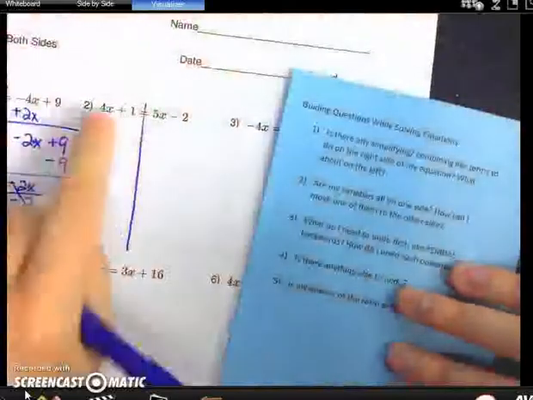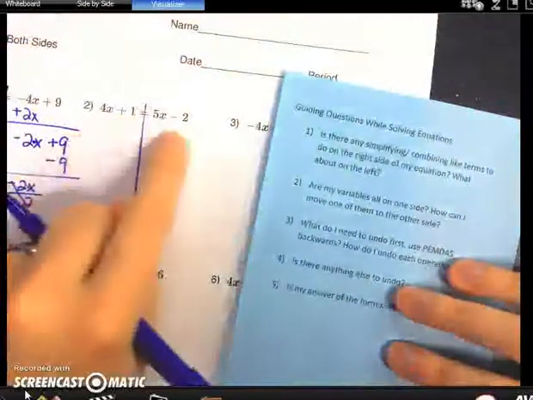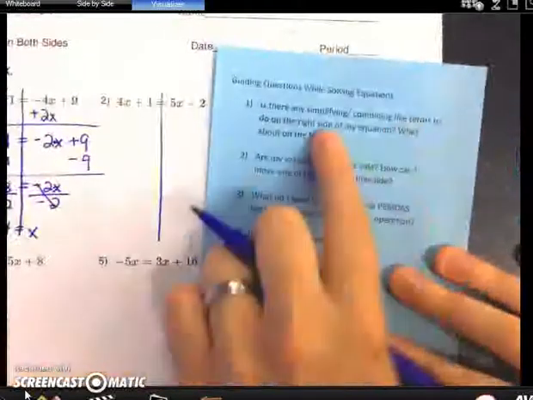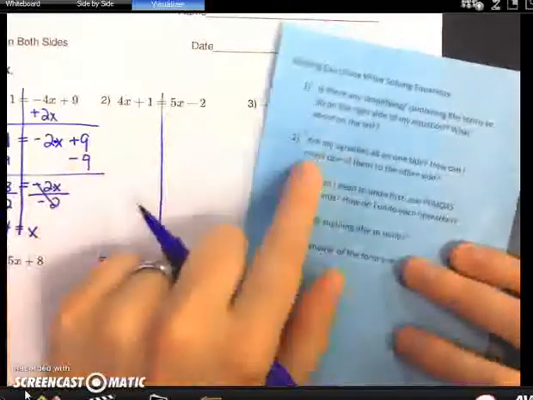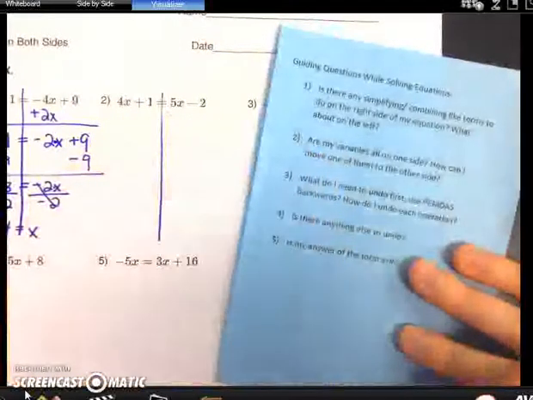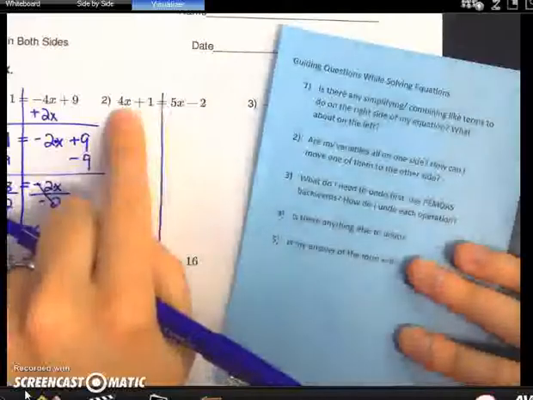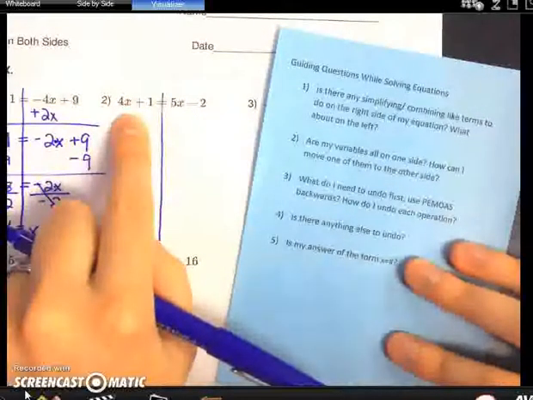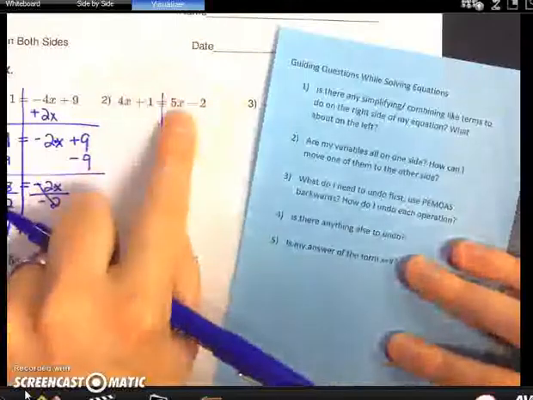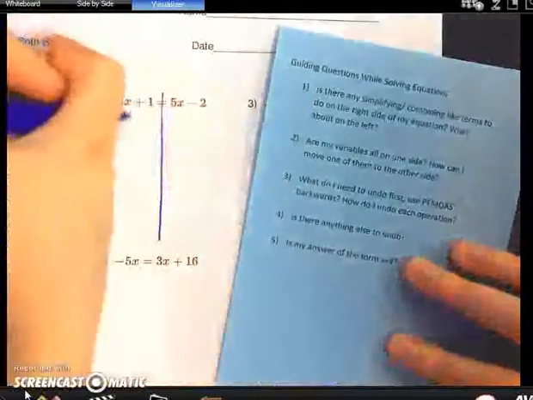Let's look at number 2. Number 2 is similar, and I have 4x plus 1 equals 5x minus 2. So number 1, is there any simplifying? Not like terms, not like terms. Okay. Number 2, are my variables all on one side? No, I have 4x over here, 5x over here. How can I get rid of one? I don't want 4x on this side. I want my variable on this side. So I'm going to get rid of 4x by subtracting 4x.